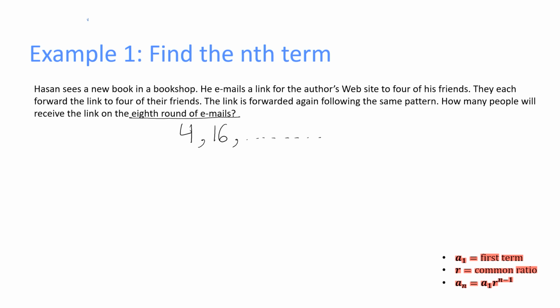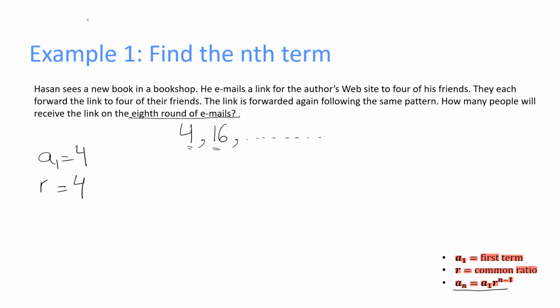So to find how many people will receive the link on the 8th round of emails, we need to first find a1, which is the first term, which is 4 here. Next, we want to find the common ratio, which you can find by dividing 16 by 4. So 16 divided by 4 is 4.